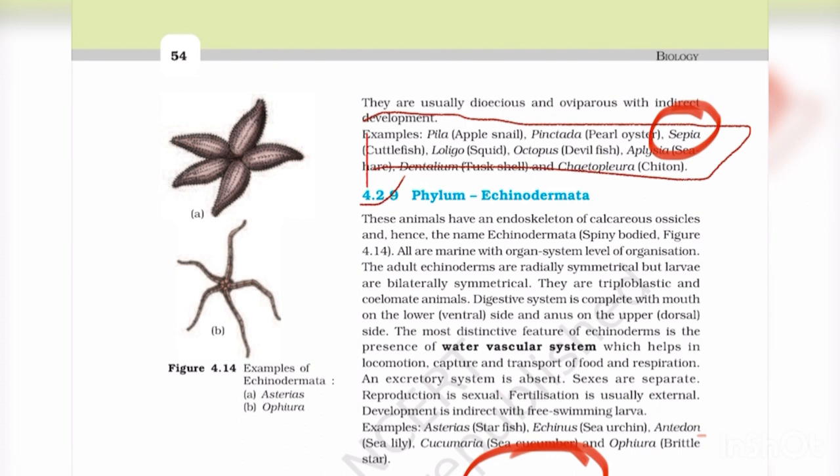Sexes are separate. Reproduction is sexual. Fertilization is usually external. Development is indirect with free-swimming larvae. Examples: Asterias, starfish, Echinus, sea urchin, Antedon, sea lily, Cucumaria, sea cucumber, Ophiura, brittle star.